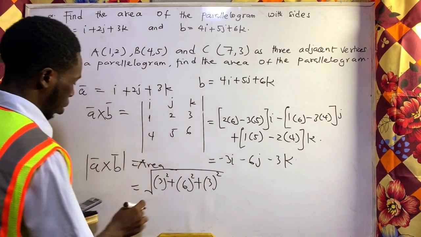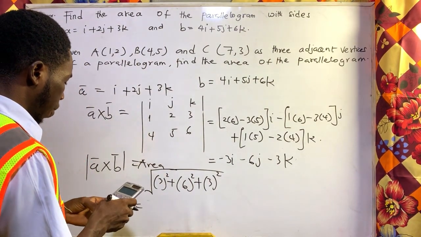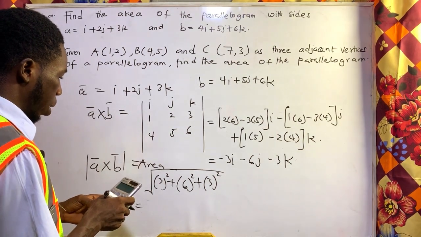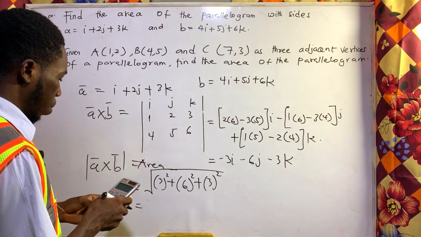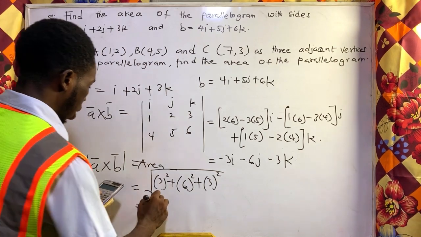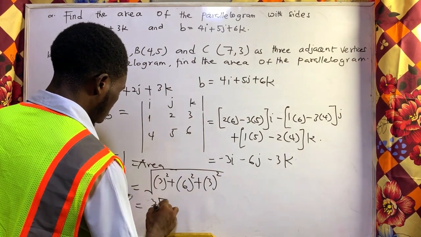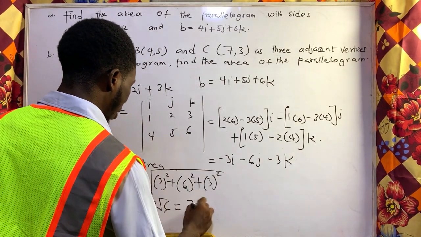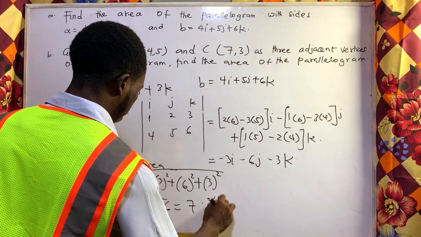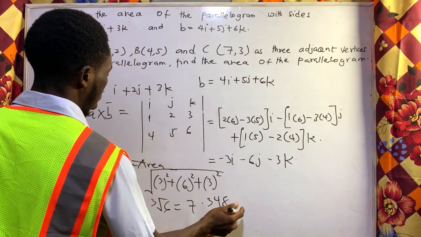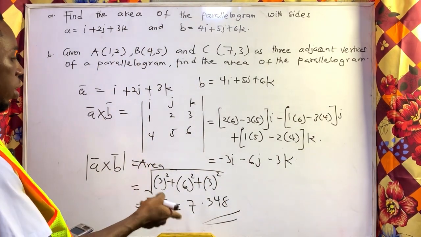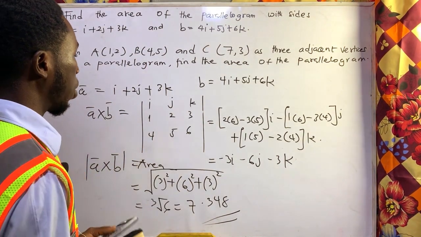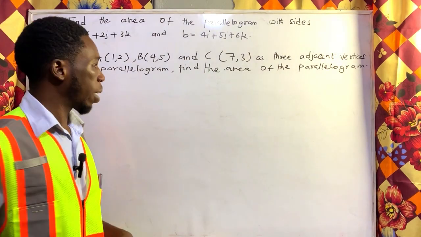Okay, so let's see what I'm going to get. We have the square root of 3 squared plus 6 squared plus 3 squared again. So this will give us a value of what? 3 root 6, right? So that would be equal to what? 7.348. So this will be the area. The unit will be square units. Let's take note of that. We're not giving any units for the text. Now let's look at the second part of the question.